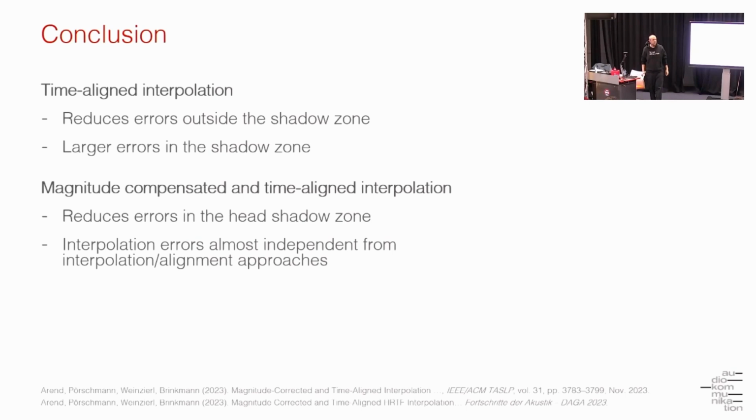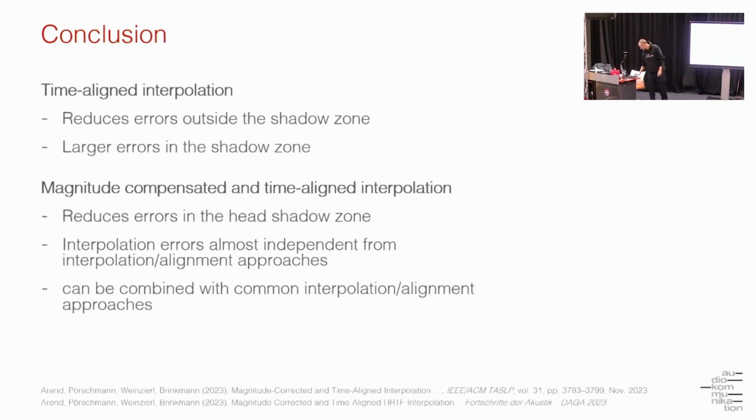And we do it in a way that errors are almost the same regardless of the interpolation and alignment approach, which is nice because we can now sort of choose either our favorite approaches or approaches that match the application we have in mind. And as a consequence, as I said, we can basically combine magnitude compensation with any approach.